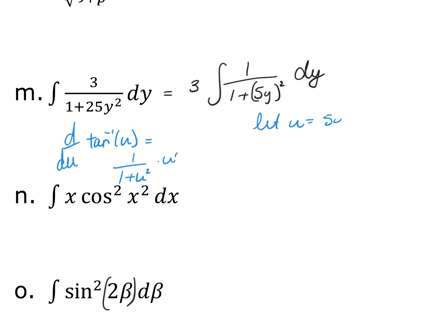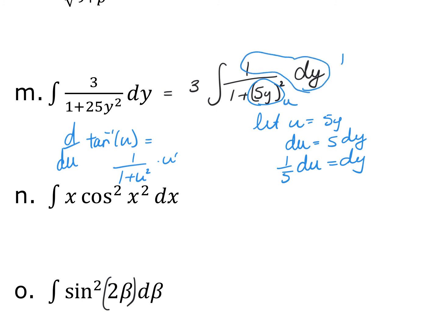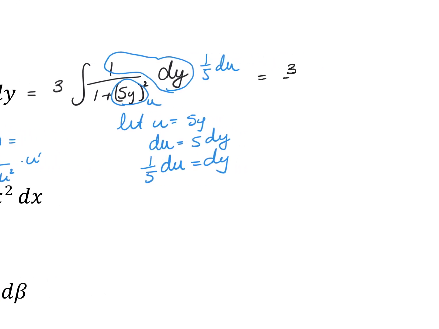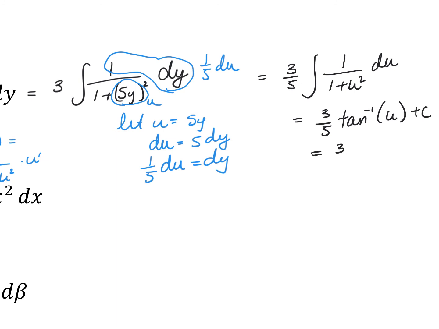Except it's just going to be let u equal the 5y. du is equal to 5 dy. And you can see I don't have that 5 there, so I need 1/5 du is equal to dy. Now this gets replaced with u. This gets replaced with 1/5 du. So in other words, what I have is 3/5 times the integration of 1 over 1 plus u squared du, which we know becomes 3/5 the tangent inverse of u plus c, which is 3/5 the tangent inverse of 5y plus c, and that's your final answer.